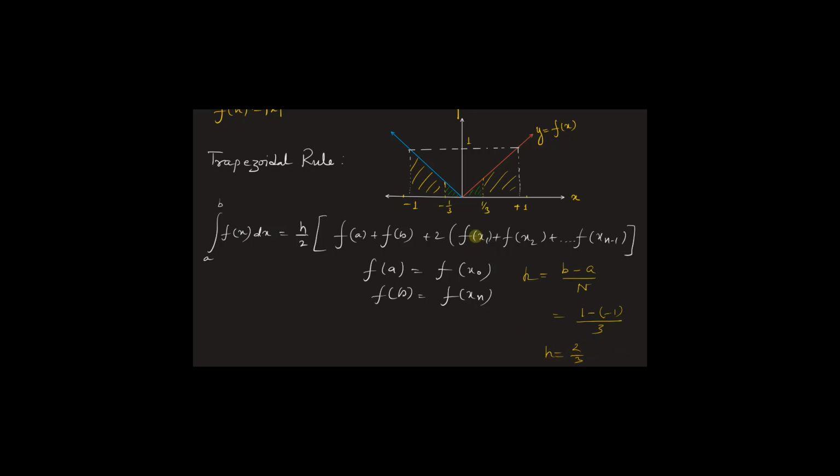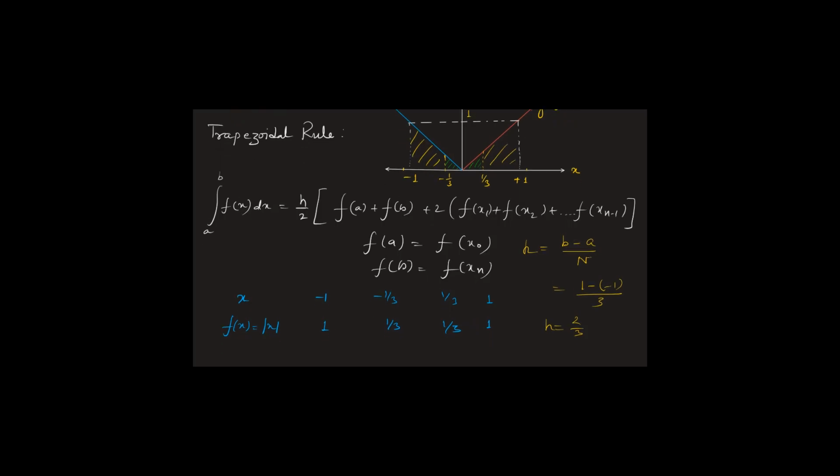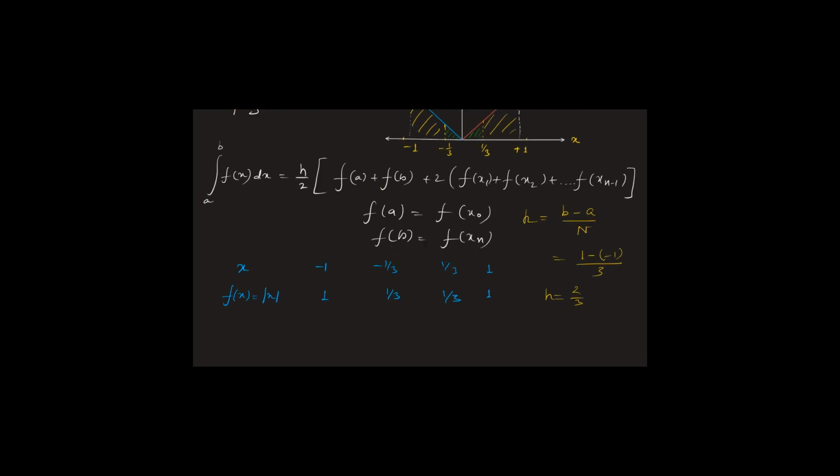Now first let's make the table for x and the corresponding value of f of x for these 3 equal intervals. So x and f of x, which is equal to modulus of x. x starts from -1, then -1 by 3, 1 by 3, and 1. So the values of f of x are 1, 1 by 3, 1 by 3 and 1. Now we can use the trapezoidal rule and substitute these values to get the value of this integral.